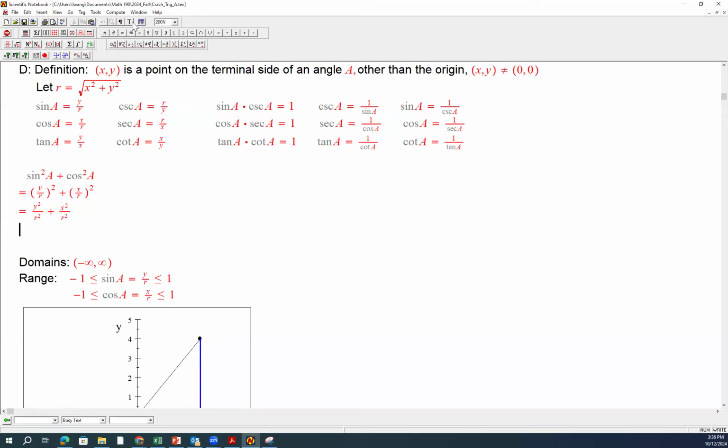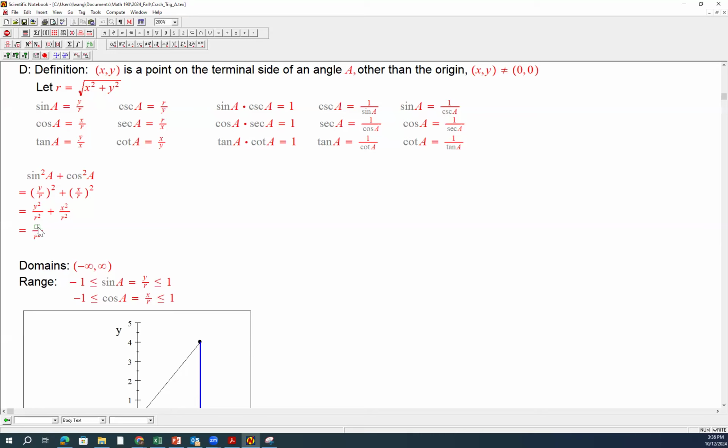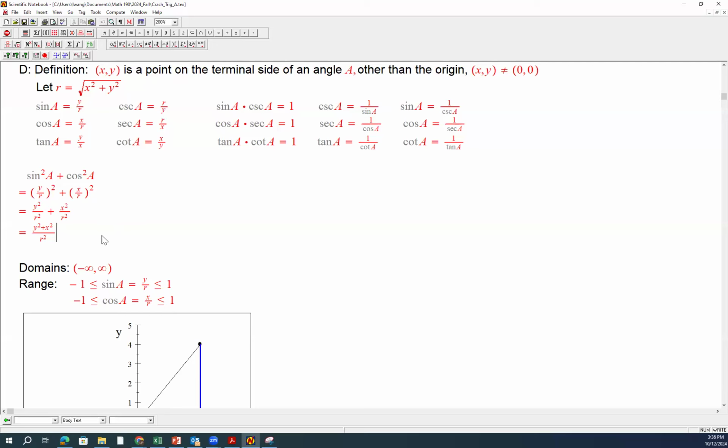And now we got the same denominator. We got basically y squared plus x squared. We keep the same denominator. So we got r squared in the denominator and y squared plus x squared. And we know that x squared plus y squared is the same as y squared plus x squared, right? It's just different order.